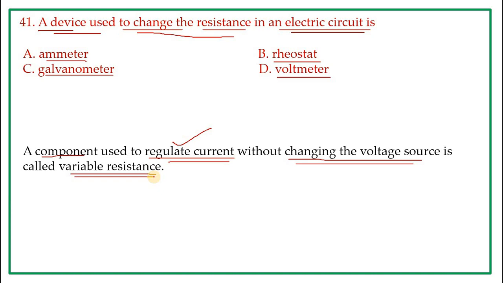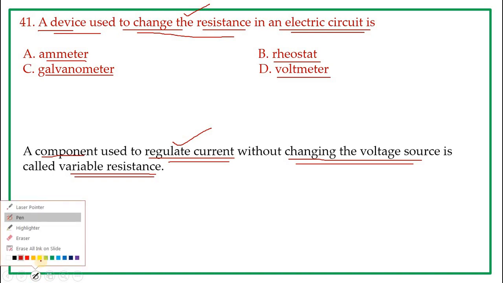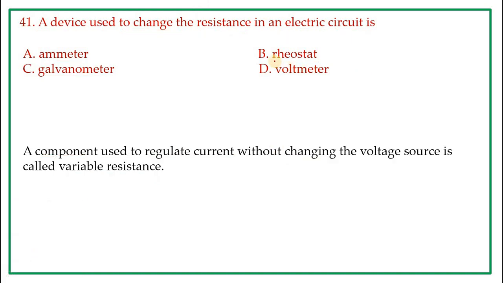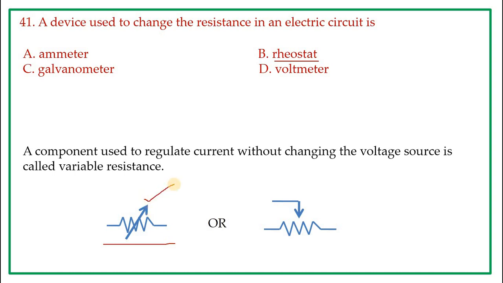Variable resistance is nothing but a rheostat. Hence, a rheostat is a device which is used to change the resistance in an electric circuit. Hence, for this question, the correct answer is rheostat. And you have to keep in mind the symbol of the rheostat. We can represent it like this, or else we can represent it like this. This is also very important from the point of view of your examination.